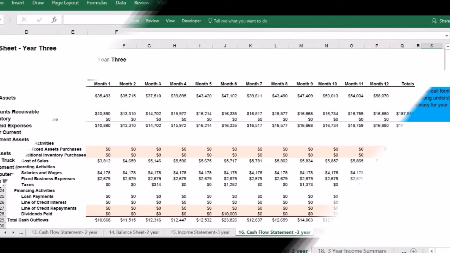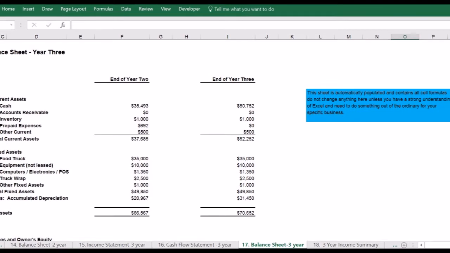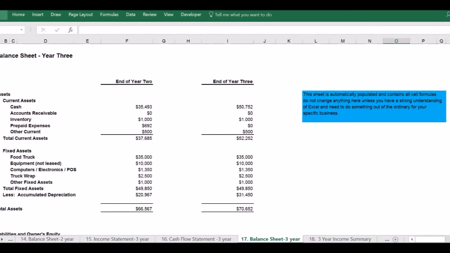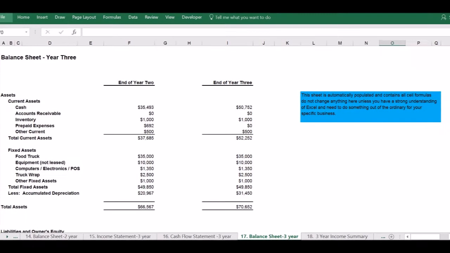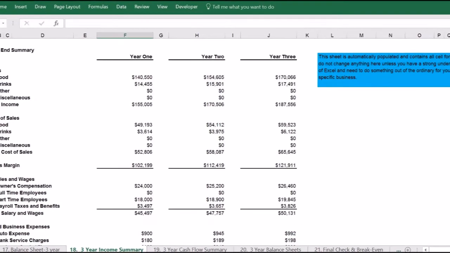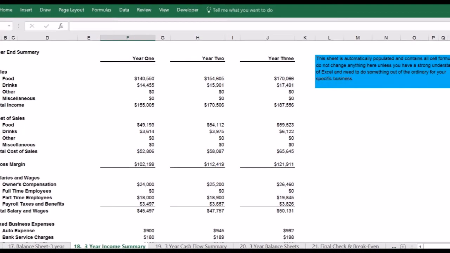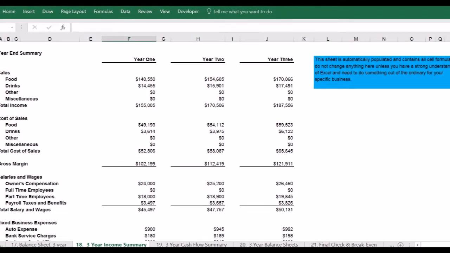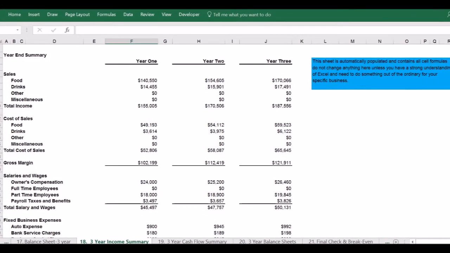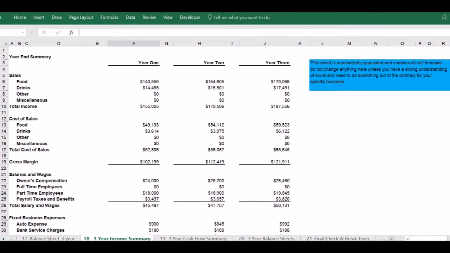The next tab is Balance Sheet Year 3. No colored cells here, so nothing to change. This is automatically calculated. Moving along to the next tab, we have the 3-year income and expense summary. Do not make any changes on this sheet. Everything is automatically calculated. This gives a yearly summary for income and expenses. This is a sheet you will want to paste into the back of your business plan document.